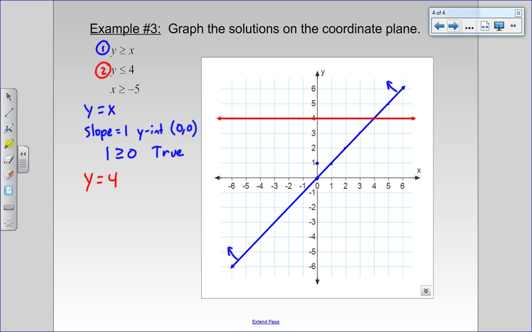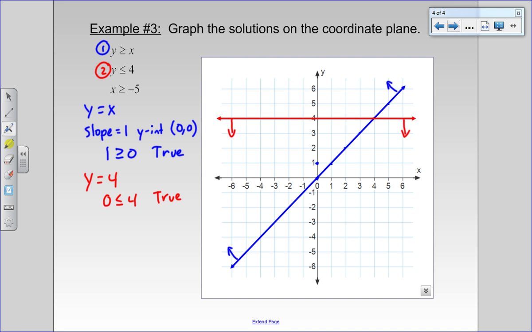We can also tell from substituting 0 in place of y that the origin would be a solution, since 0 less than or equal to 4 is a true statement. Therefore, all the points below that red boundary line are solutions of this inequality.